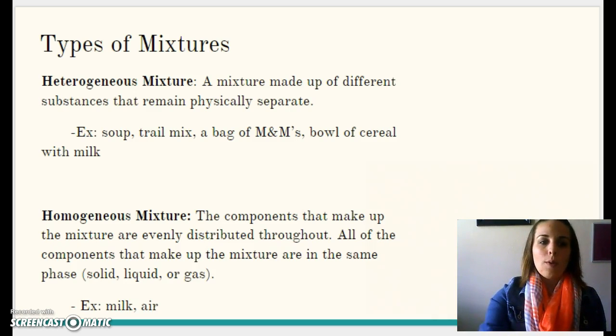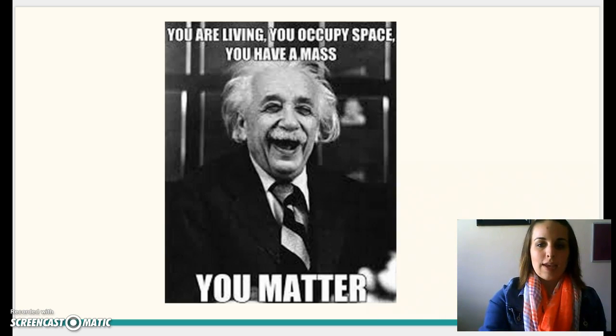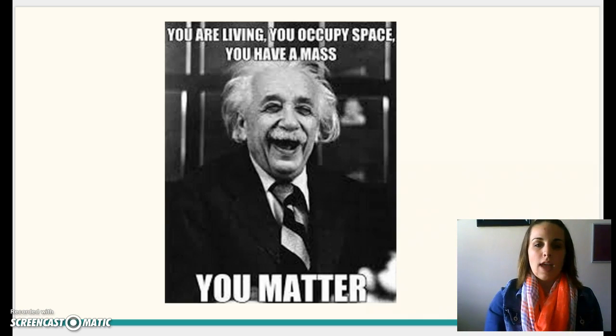So remember, what makes up matter? Well, it's anything that has mass and takes up space. And we have atoms, elements, molecules, compounds, and mixtures. So remember, you're living, you occupy space, and you have a mass, so you matter.